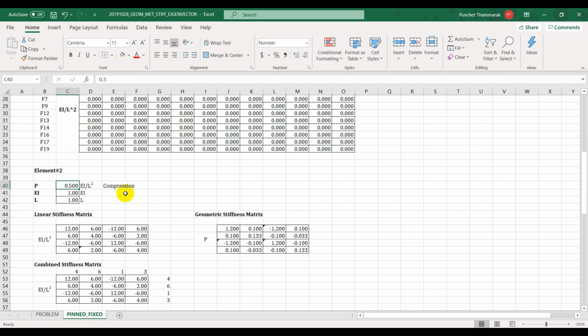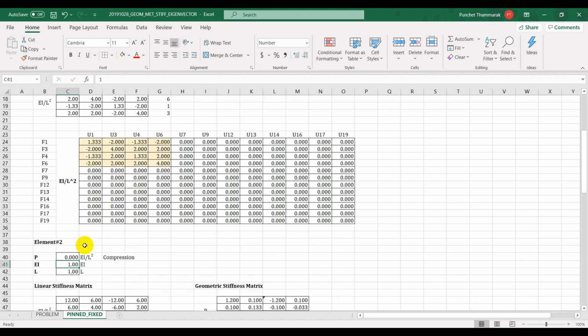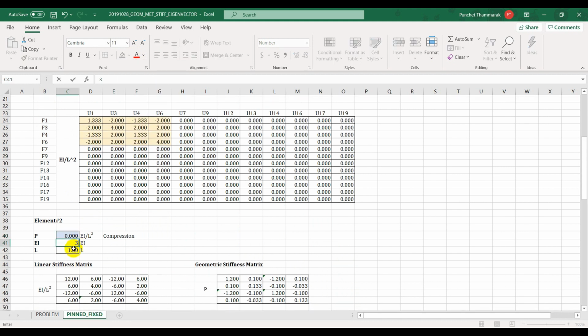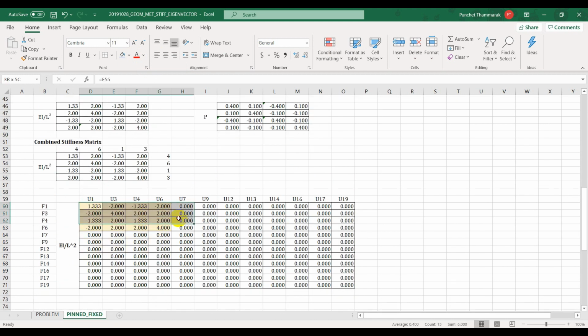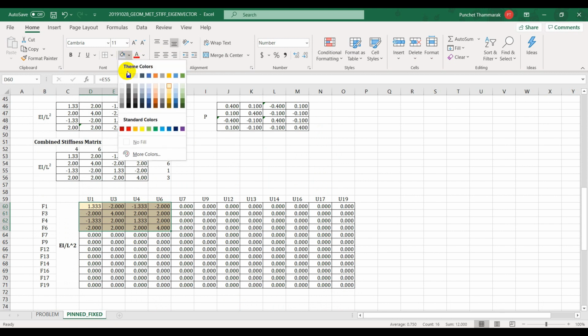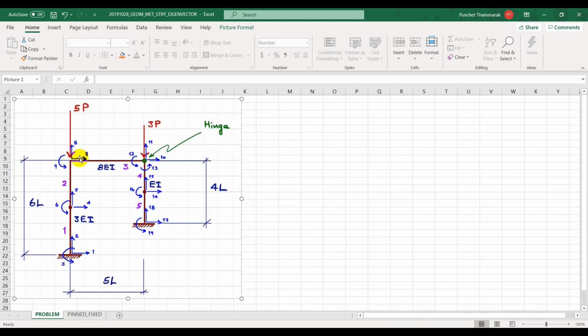Now element number 2. For element number 2, the load P has to be the same as here, so you do not have to touch this one. The EI is 3, the L is also 3, but this one has to be modified a little bit, so we zero them all out. If the starting node is on the top and the ending node is here, the local DOF align well with the global DOF.